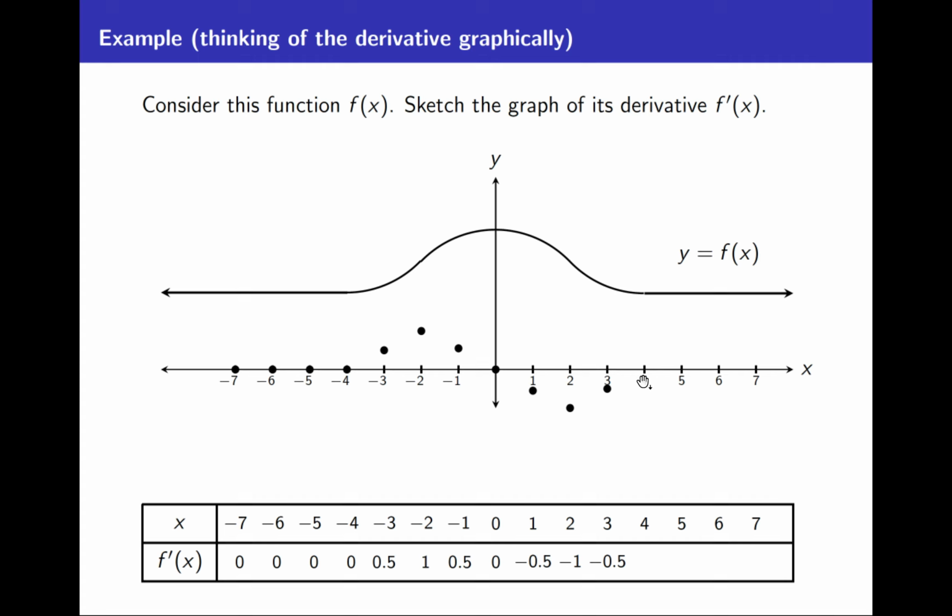And from here on out, you can tell that at 4, 5, 6, and 7, the slopes of the tangent lines there are going to be 0. So f prime of each of those values is 0, and we'll plot those points there. So connecting the dots here, we have a graph of y equals f prime of x. It looks like this blue graph. It's 0 when the slopes of f of x are 0. It's positive when the slopes of f of x are positive. f prime is negative when the slopes of f of x are negative, and so on.